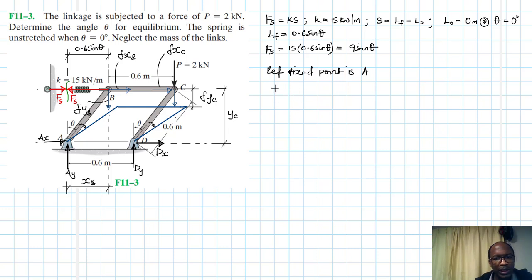So we are going to say xb is equal to, let's look at the position of B. So this one is going to be equal to 0.6 sine theta. All right. So now let's write the vector displacement. We'll say del xb is equal to 0.6 cos theta del theta.